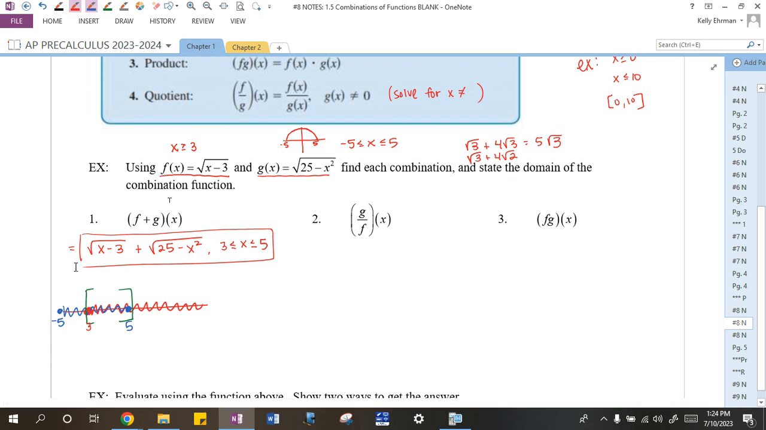All right, so g divided by f of x. First of all, let's just write down what that would be. g of x is on top, f of x is on the bottom.